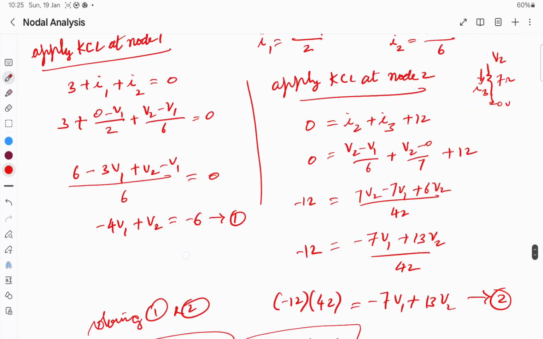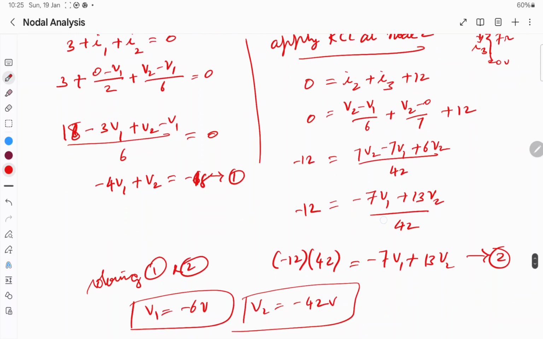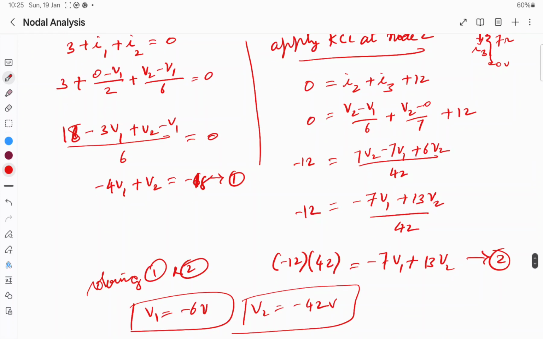Sorry, here we made a mistake. It should be like 6 times, taking LCM, this would be 18. Should be minus 18 on solving. Yes, okay, please make a note. 18, right? On solving this, you should be getting the answer as V1 is minus 6, V2 is minus 42.